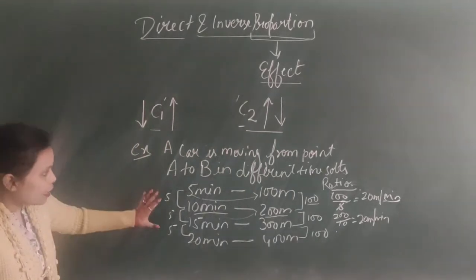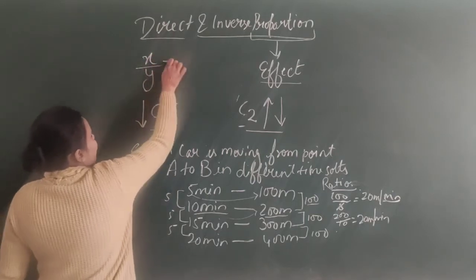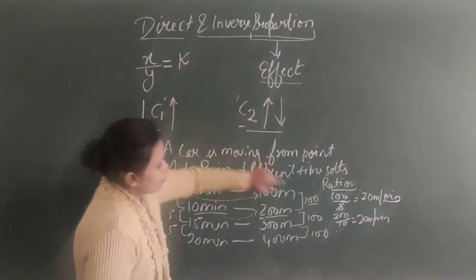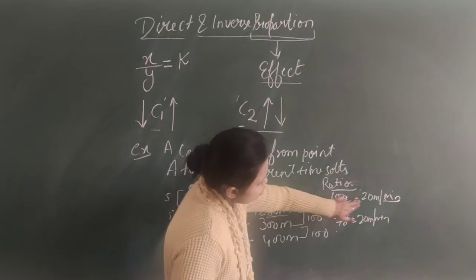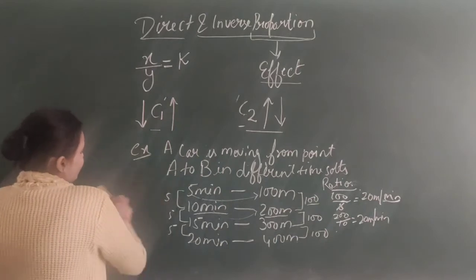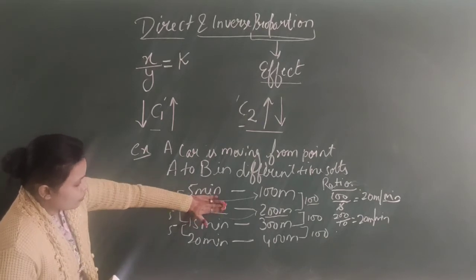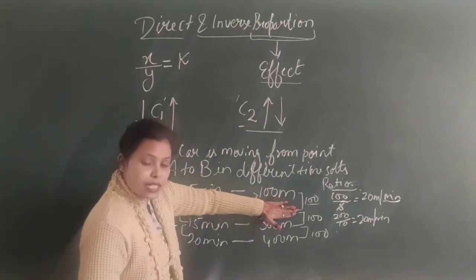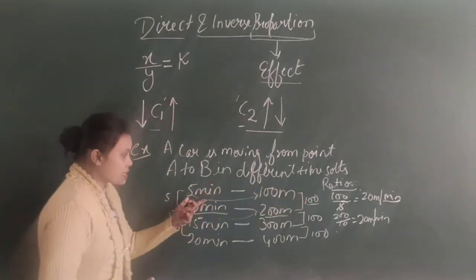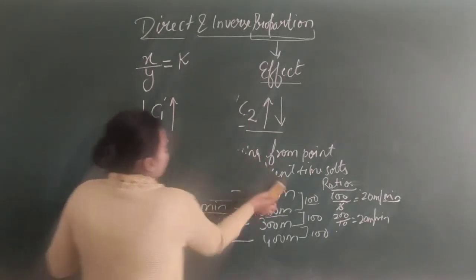This shows that direct proportion has a formula: x divided by y will always be equal to a constant. K is constant. First condition divided by second condition is always equal to a constant, right? So, in direct proportion, the entities are increasing directly. If one is increasing, the other is also increasing. If one is decreasing, the other will also decrease. Right?